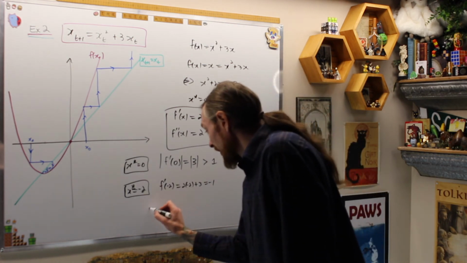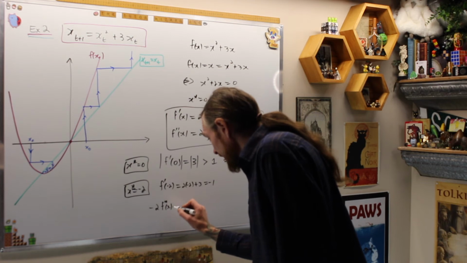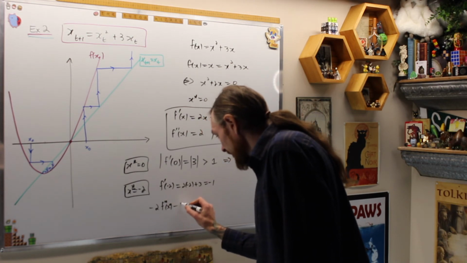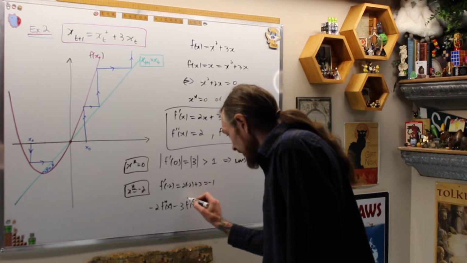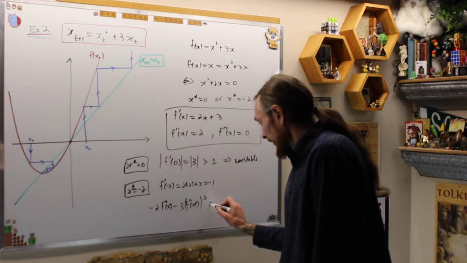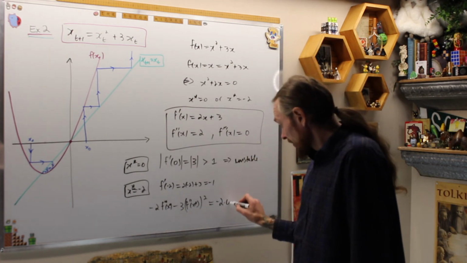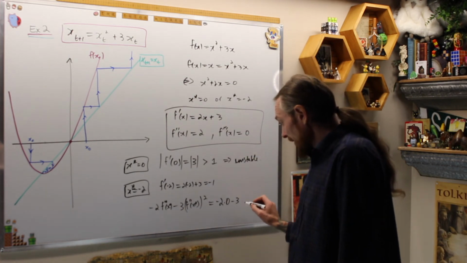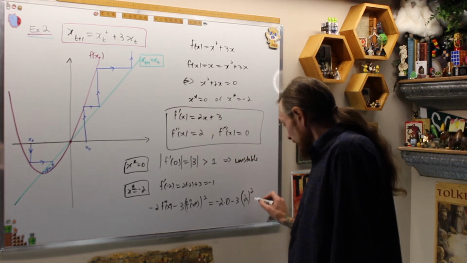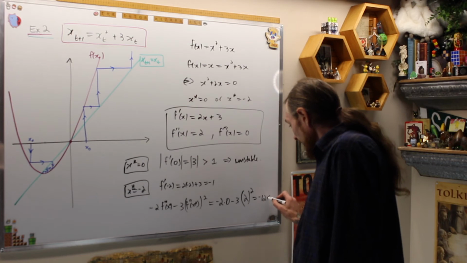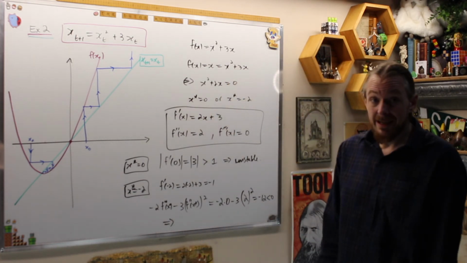But we want to compute negative 2 f triple prime of x star minus 3 times f double prime of x star squared. For us, that's going to be negative 2 times the third derivative, which is 0. Good. Minus 3 times the second derivative squared, which is negative 12. That is less than 0.